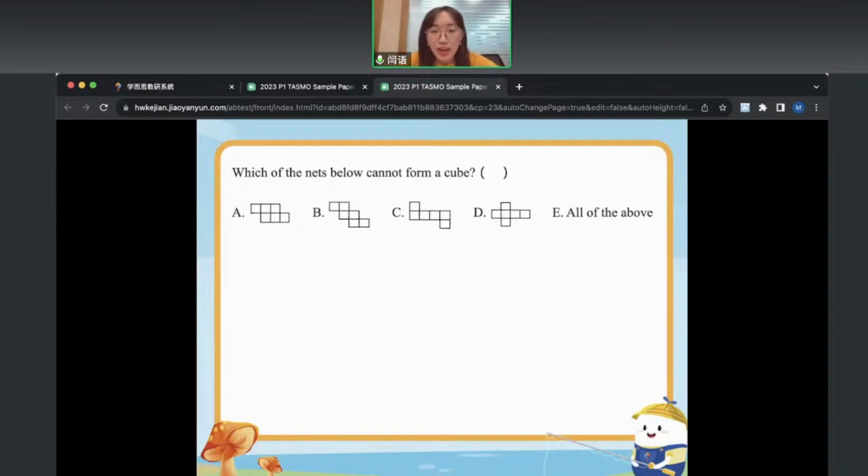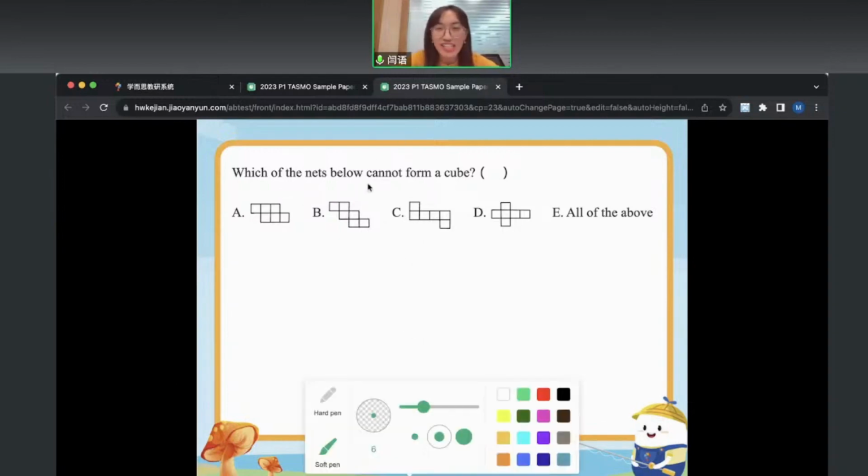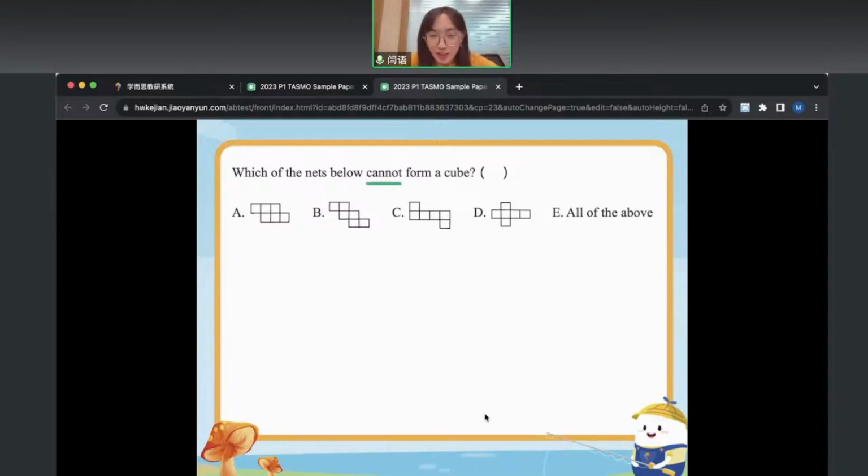So here, everyone, please open your eyes. What is the keyword? Cannot. Okay. So here I know that it is super easy for you. It must be A. But also let's try to review all the nets of a cube.